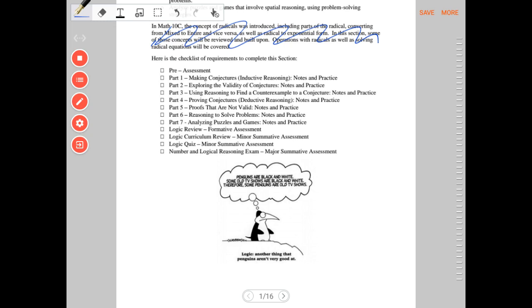Alright, here's a little cartoon. Penguins are black and white. Some old TV shows are black and white. Therefore, some penguins are old TV shows. Logic isn't another thing that penguins aren't very good at.